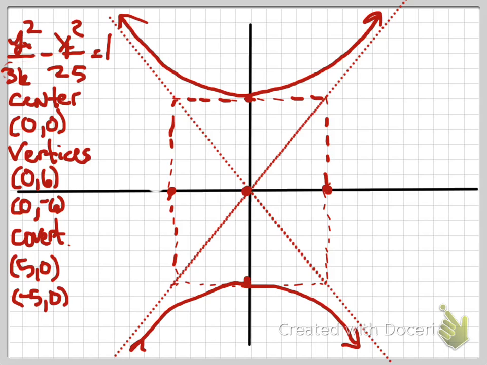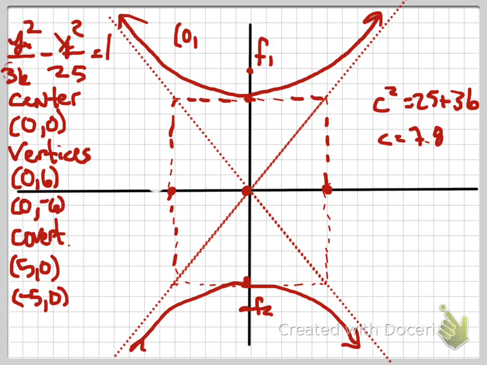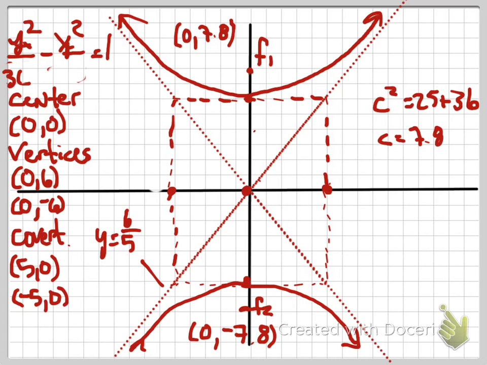Okay, so from there I can again say c squared is equal to 36 plus 25, which is 61. Take the square root of that, you get 7.8. Get my foci right there at 0, 7.8, and 0, negative 7.8. And then the equation for my asymptotes is a over b, so keep that in mind, and that's y is equal to 6 over 5 x, and y is equal to negative 6 over 5 x. So you just make sure that you put it in correctly. There's lots of questions I can get from this, so keep that in mind.